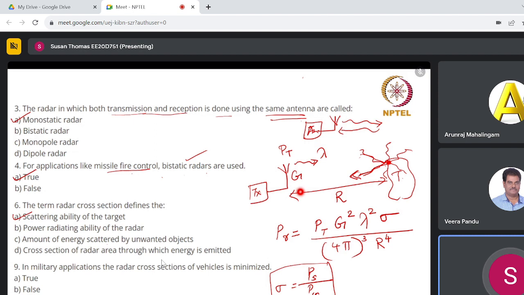Now let's move to the next question. In military applications, the radar cross section of the vehicles is minimized. Is it true or false? If your answer is true, I have another question for you. What do you mean by reducing or minimizing the radar cross section?